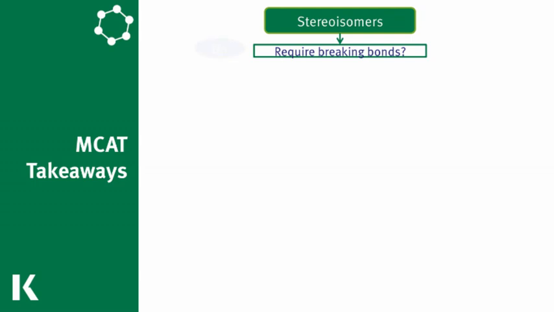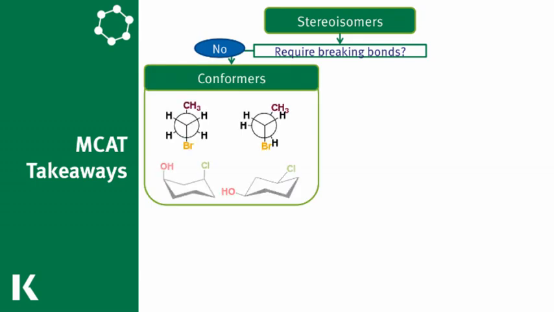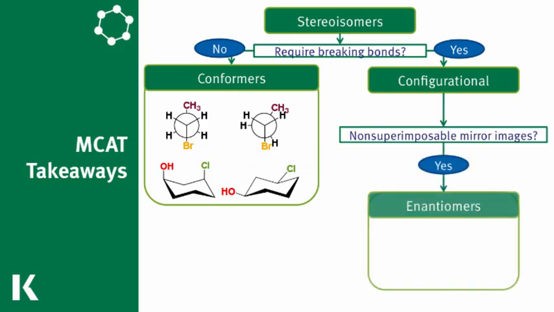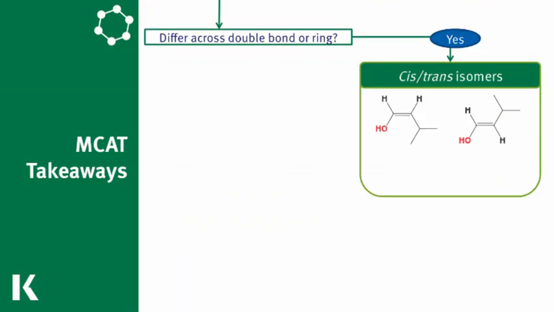We started with the conformational isomers, those that could be interconverted simply through bond rotation. If the breaking of bonds was required to interconvert, that indicated configurational isomers. Configurational isomers that were non-superimposable mirror images were defined as enantiomers. Differences across a double bond or because of a ring were attributed to cis-trans isomers.